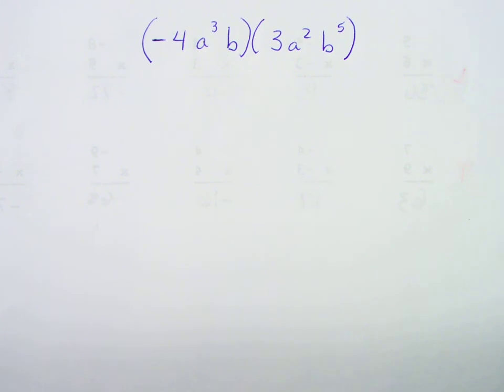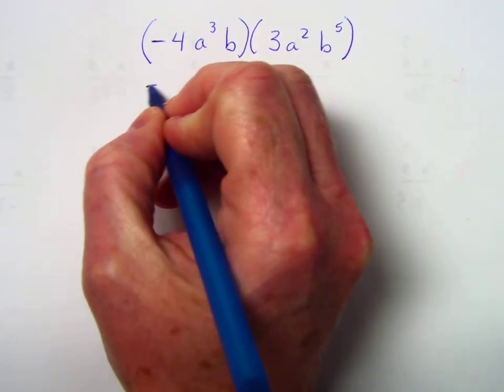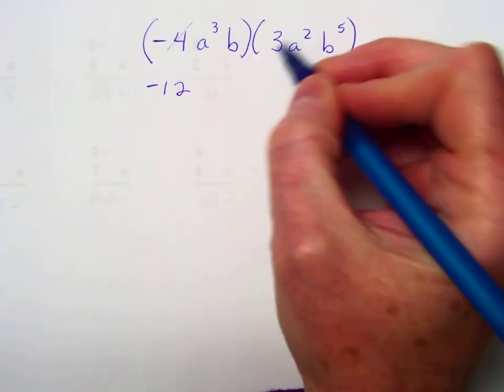Yeah, the 4 and the 3. The negative 4 times 3. What is a negative 4 times 3 going to create? Negative 12. Done. There we go. I took care of him.